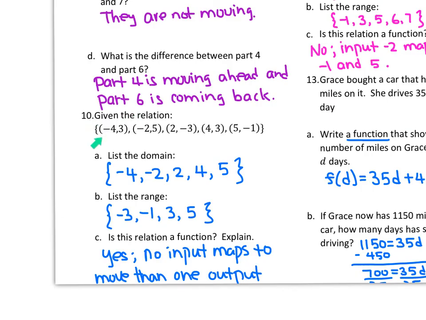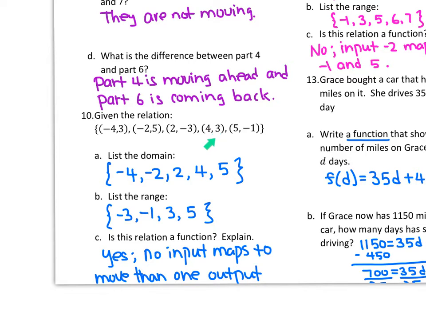Number 10, they're asking us to list the domain. The domain is all the x's, so -4, -2, 2, 4, and 5. And then you put your braces on both sides. Now list the range, which is the y's. So 3, well, they're going to be out of order. We're going to have to put them in order. But 3, 5, -3, 3, and -1. You can see that the 3 repeats, so I don't have to write it more than once.